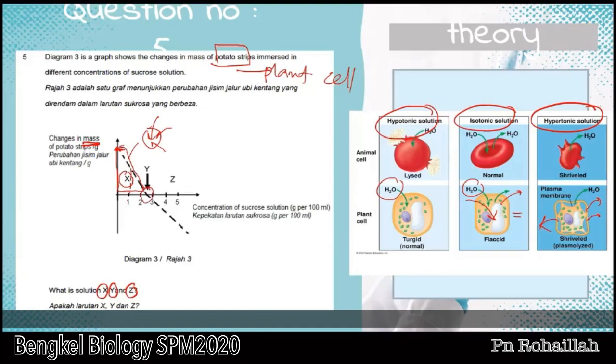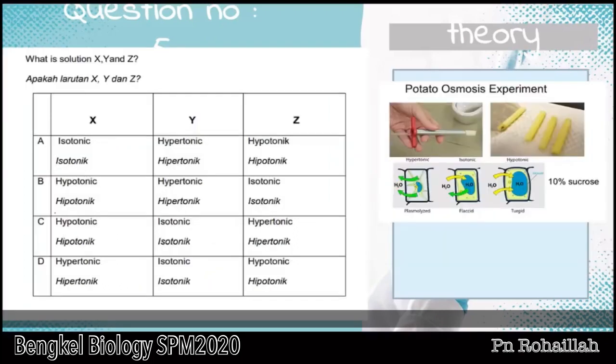And then Y here. At this one, sama. So equal. So this one should be isotonic. And then Z di bahagian sini. So more water diffuse out. Sebabkan more water diffuse out, the mass will be dropped. So, the answer is C. Boleh? So, you look at here, lebih kurang sama lah.